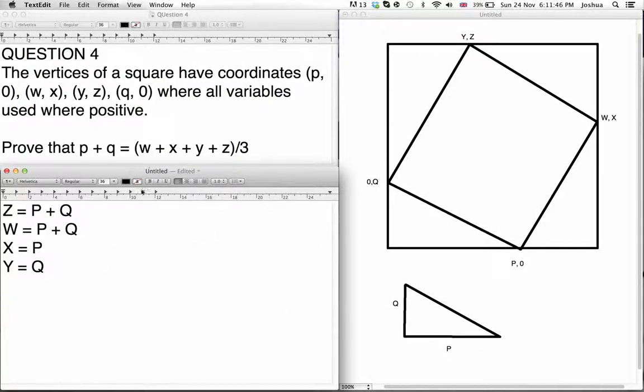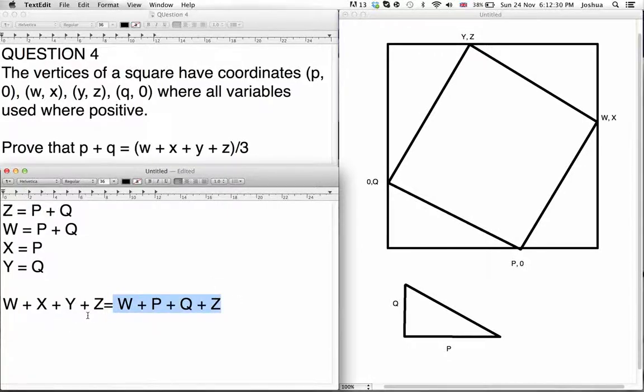Suppose we want to find the sum of W plus X plus Y plus Z. Let's not worry about the 3 for the timing. We can cancel this down. Now we know that X is P and Y is Q, so we can substitute those in. So this is equal to W plus P plus Q plus Z.